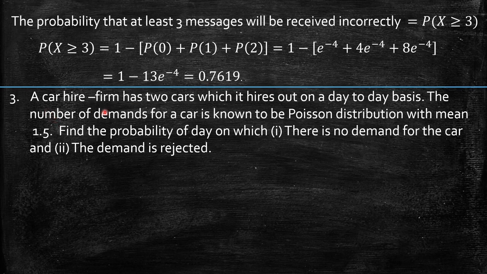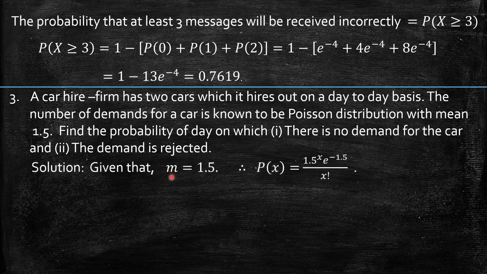Next problem. Problem number 3. A car hire firm has 2 cars which it hires out on a day-to-day basis. The number of demands for a car is known to be Poisson distribution with mean 1.5. So the mean is directly given by mentioning this follows a Poisson distribution. Find the probability of a day on which there is no demand for the car and the demand is rejected. So here the m is directly given, so we can take m 1.5, and the probability function for Poisson, as you know, is m power x e power minus m by x factorial, where m is 1.5. So that's why P of x is 1.5 power x exponential minus 1.5 by x factorial.